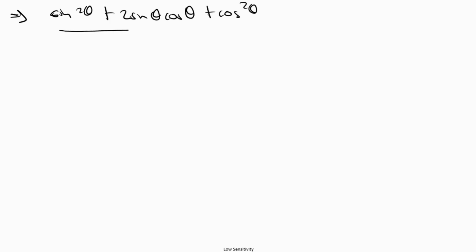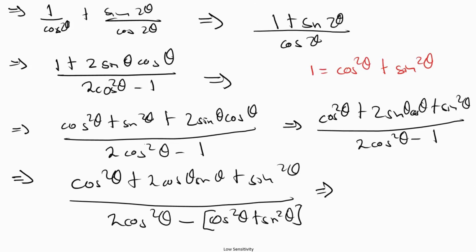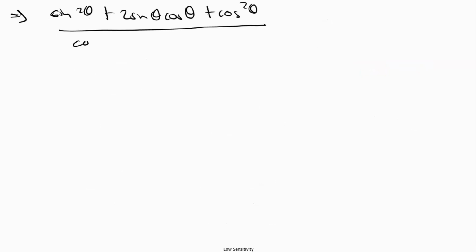Once we rewrite that, now we have sine squared theta plus 2 sine theta cosine theta plus cosine squared theta all over, 2 cosine squared minus cosine squared, so that becomes cosine squared theta minus sine squared theta. Alright, so what do we have here?